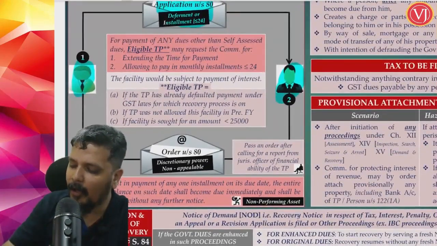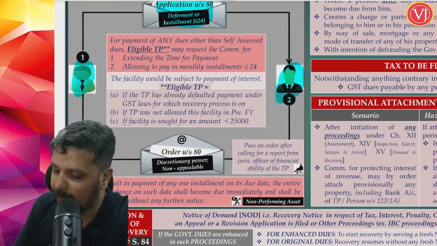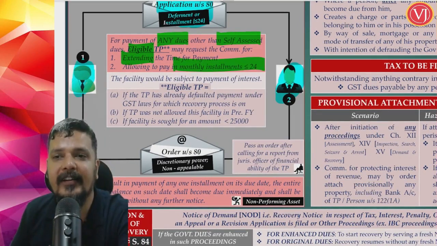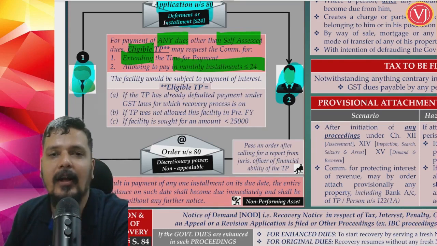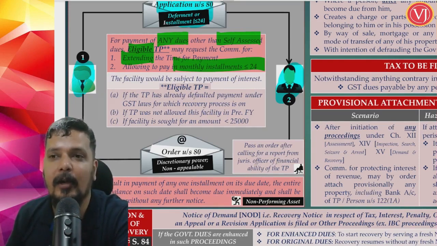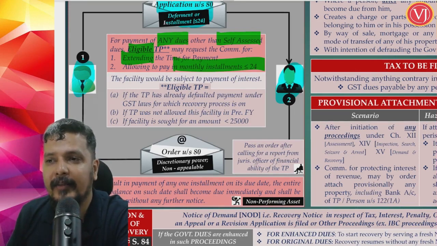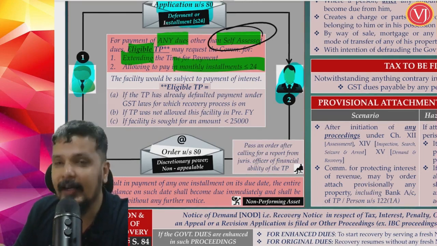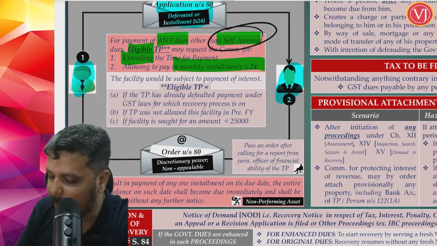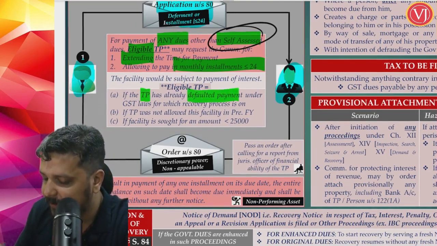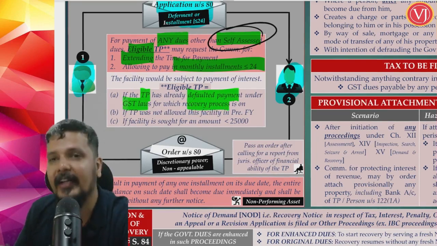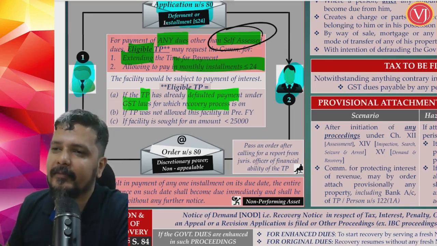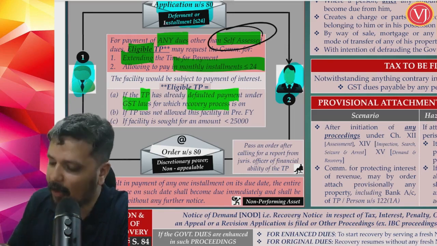Now, who are all eligible and who are all not eligible. For any dues other than self-assessed dues, you can ask for extension and you can ask for installment facility up to 24. First point, you cannot ask for this deferment facility or installment facility for self-assessed dues. Second point, you cannot go for this deferment or installment if the taxable person has already defaulted payment in GST laws for which another recovery is going on. Already he has made a default. For an assessee in default, this facility will not be open.